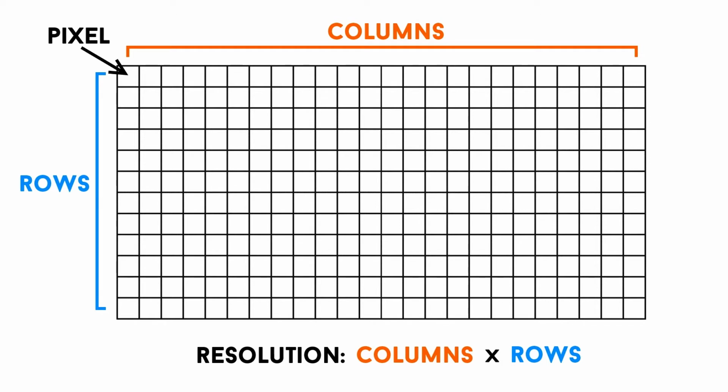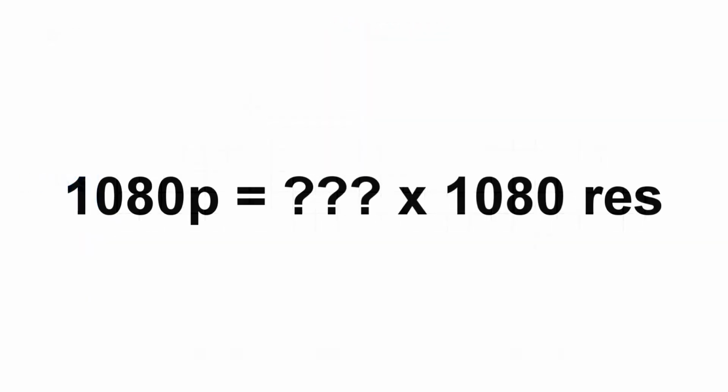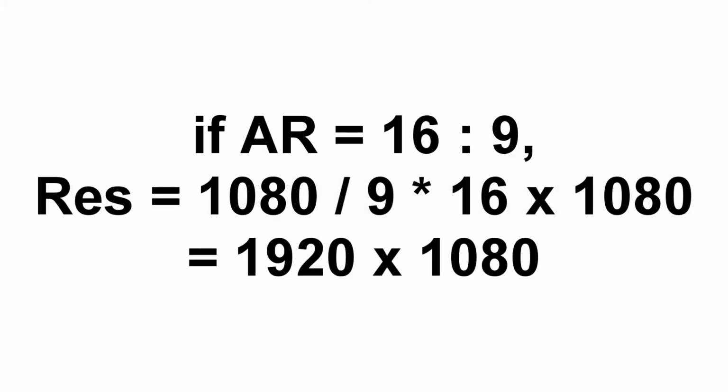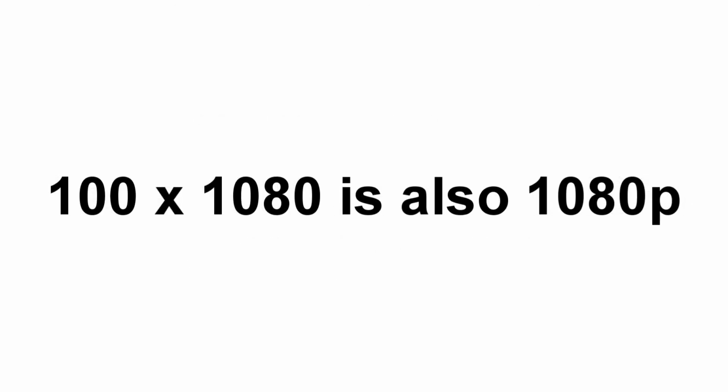So 1080p resolution means that the rows, or the second number in the resolution, is 1080. So the resolution is something by 1080. And if we know the aspect ratio, in most cases with modern screens, including a YouTube player, the aspect ratio will be 16 by 9. If we know it, we can determine what the exact resolution is. So in the case of 16 by 9 and 1080p, divide 1080 by 9, multiply it by 16, and you get 1920 by 1080. But just know that theoretically, a resolution of 100 by 1080 is also 1080p.